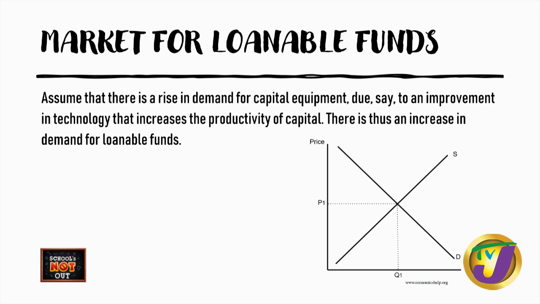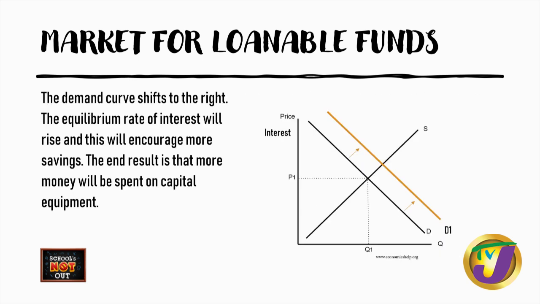So if there is a rise in the demand for capital, maybe there's an improvement in technology, and this is what causes the rise in demand for capital, then this will cause an increase in the demand for loanable funds, which will cause the demand curve to shift, because the improvement in technology is a non-price factor. So the demand curve will shift outward to the right as displayed here, and what will happen is that the equilibrium rate of interest will rise and encourage more people to save. So at higher interest rates, more people save and less people are borrowing money.